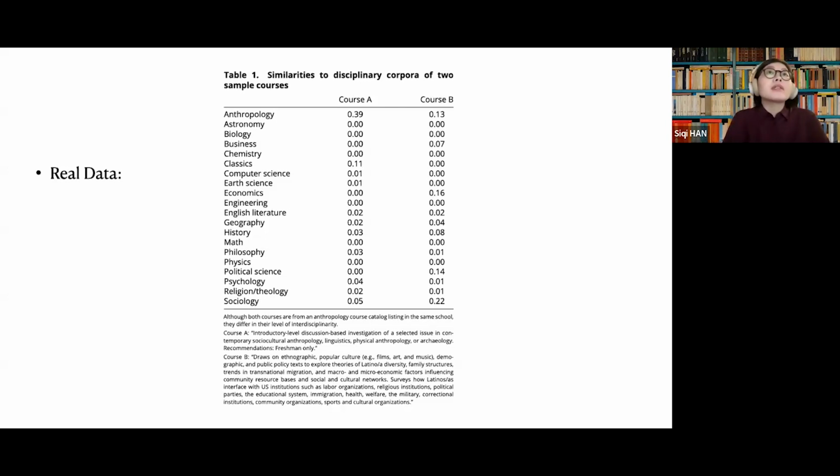It has a similarity score moderately high for anthropology 0.13, economics 0.16, history 0.8, political science 0.14, and sociology 0.22. So it is similar to a number of different fields, unlike the course A, which is most similar to anthropology at 0.39. And other similarities are all very low. So the second course, course B here, is more interdisciplinary than course A. Just to mention, these are both anthropology courses to begin with. But the second one not only is similar to anthropology, but also to other fields.